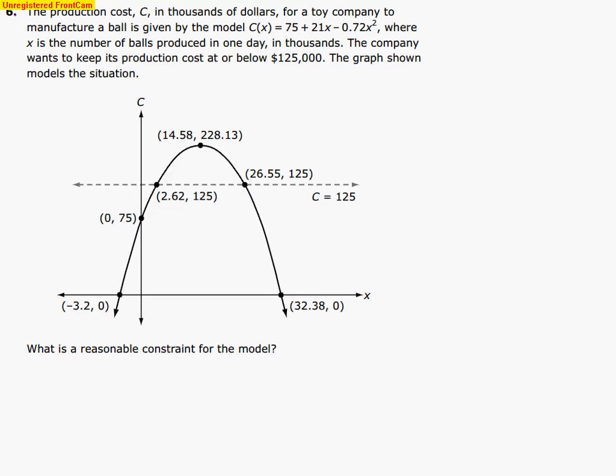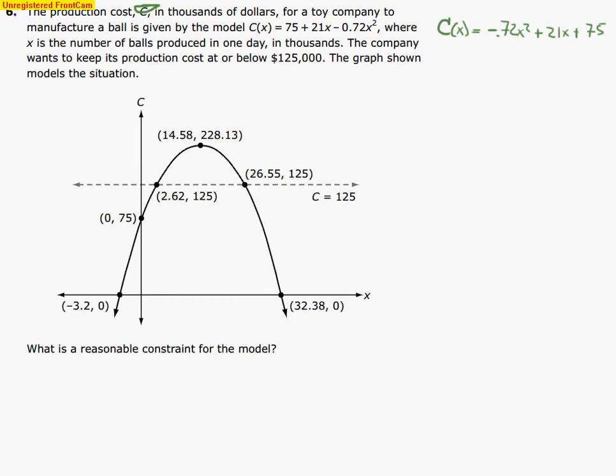Here we have a quadratic problem, a word problem. The production cost C in thousands of dollars for a toy company manufacturing a ball is given by this model. So the model here is C of X, and I'm going to mess with this a little bit. I'm going to put this first as negative 0.72x squared. Then I'm going to put this one plus 21x, and then I'll have this one plus 75.